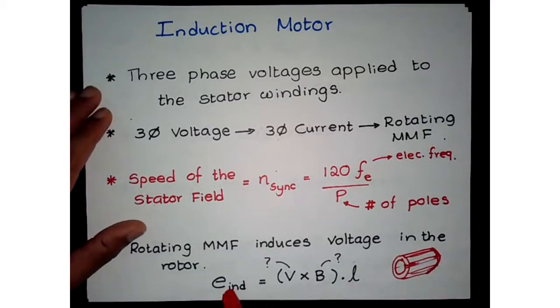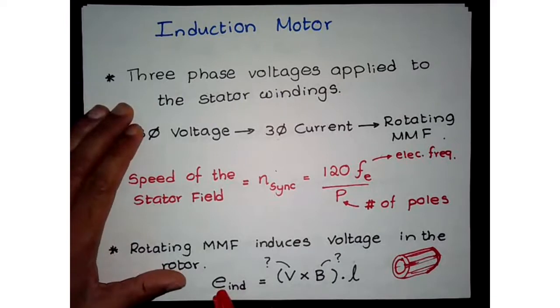But there's a voltage induced, and this induced voltage is based on the cross product between the flux vector by the stator and the velocity of the rotor with respect to the stator. That's what results in the induced voltage, right?